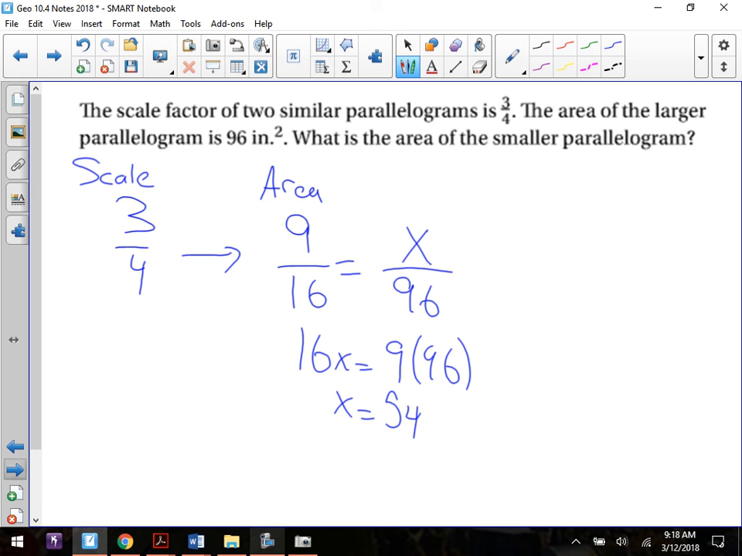What happens if you knew your area and you had to find the scale factor? What would you do to the area ratio? Very good. Do you guys know how to do a square root in your calculator? Do you know you can do that with a fraction too?